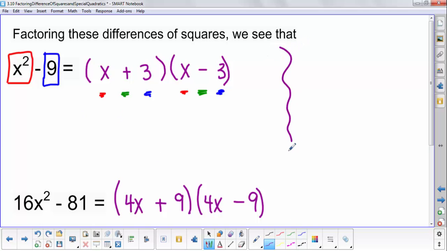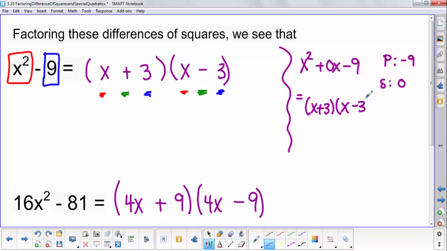Another method when you have these two terms is to treat it like a trinomial. X squared minus 9 would be the same thing as saying x squared plus 0x and then minus 9. If we treated this as a simple trinomial, we're looking for two numbers that multiply to negative 9 and then add to 0. So those two numbers would be a plus 3 and a minus 3. And that's why we can put the plus 3 in this bracket and the minus 3 in the next bracket. Okay, so whichever way you like to think about it, that's how you can factor a difference of squares.